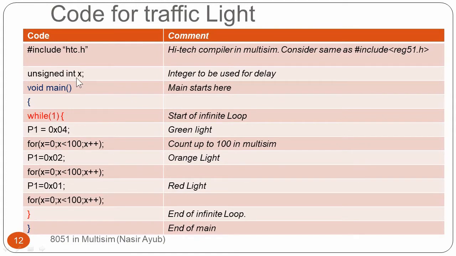So I'm declaring an unsigned integer and I'm going to use this for my delay. Now the light sequence I'm going to use is green, orange, and red. Okay, so the main program starts here and an infinite loop starts here. This loop is going to be repeated forever. Okay, so first, port 1 is 0x04, which means green light.